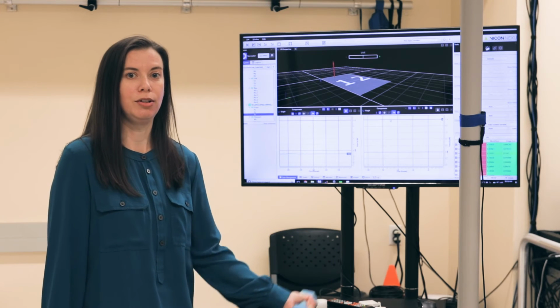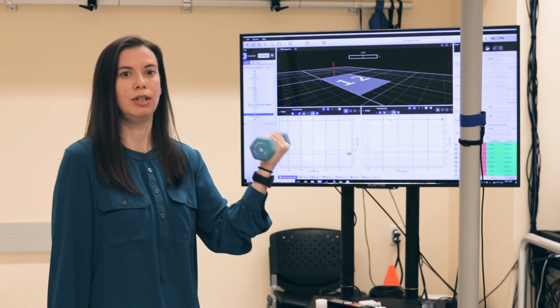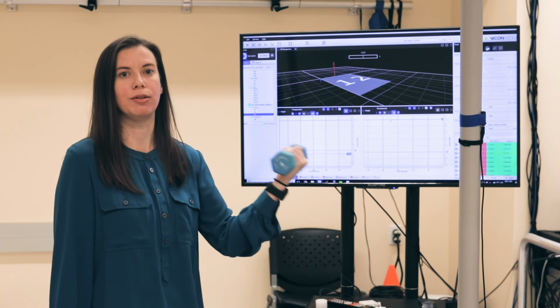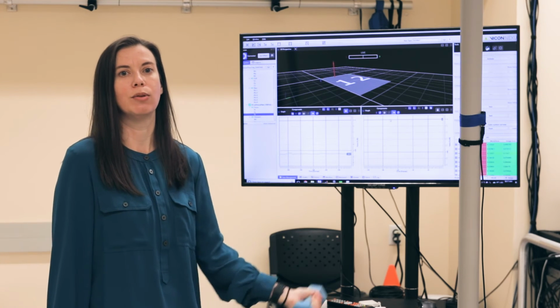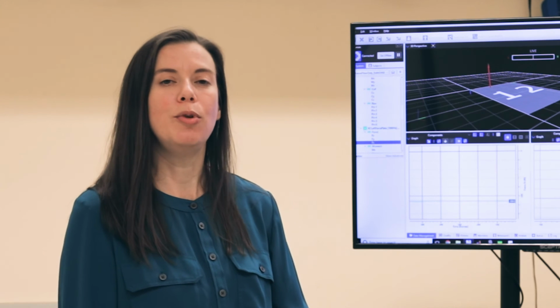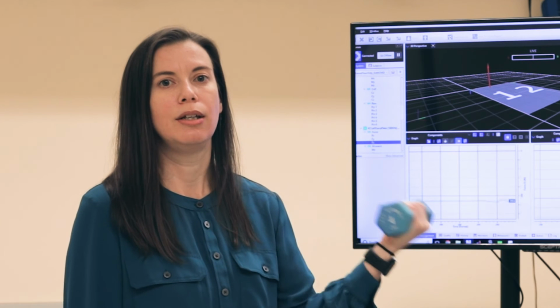Similarly, if I want to start doing a biceps curl, I'm going to have to coordinate all of these muscles to generate specific forces. I can also move this dumbbell by doing a biceps curl by coordinating the forces in all of the muscles surrounding my elbow joint.